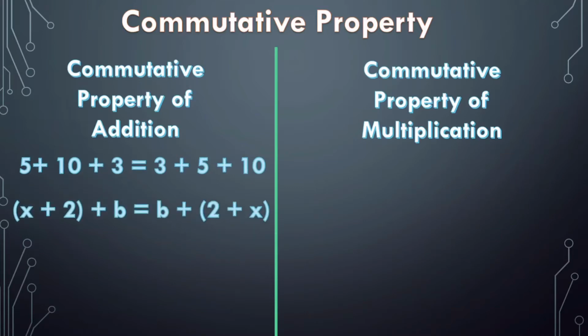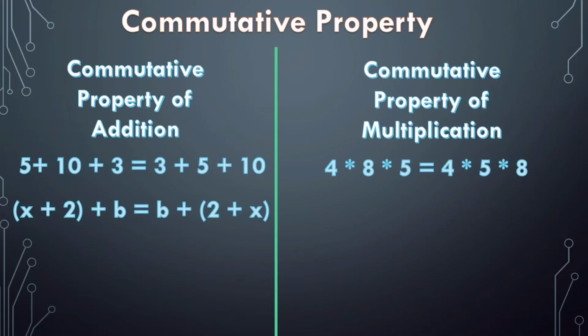We can also do this with variables. Notice that I have x plus 2 plus b. Well, on the other side, I have b plus 2 plus x. The x and the b switch spots. Even though parentheses look like they moved, they didn't. The groups stay the same. It's still x plus 2 inside. And that's important to keep in mind.